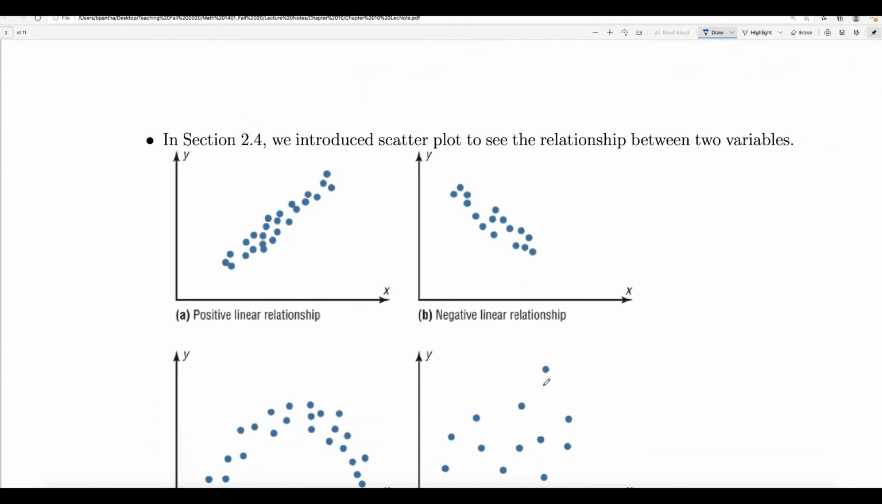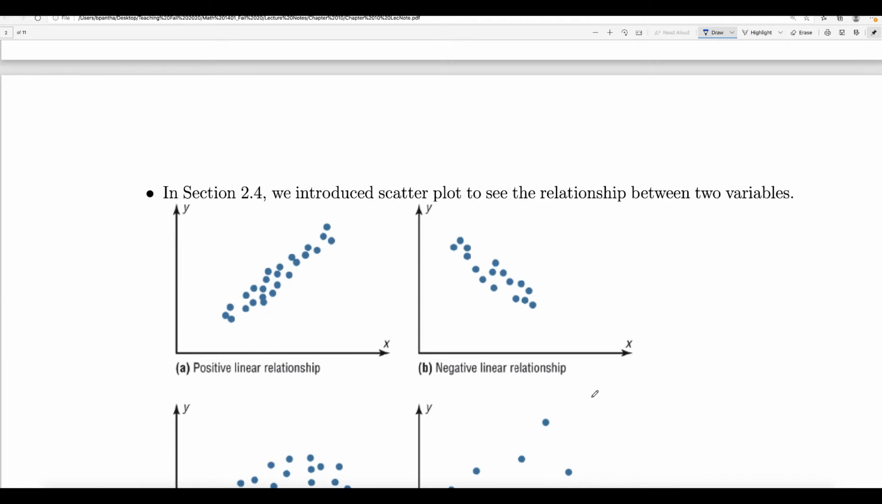We will do the scatter plot of some of the examples, but before that, in section 2.4, we introduce scatter plot to see the relationship between two variables. Look at this, positive linear relationship. What does that mean? That means if you increase the value of x, the values of y are increasing, meaning the heights are increasing, right? For each increased value of x, then it is called positive linear relationship.